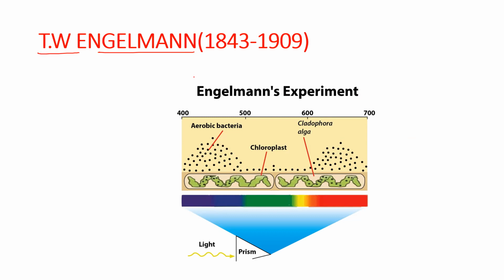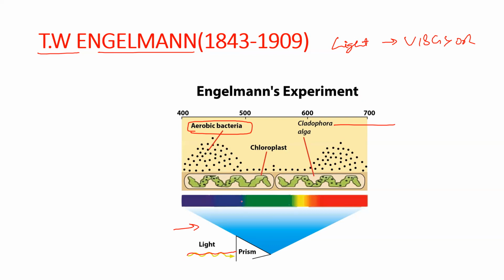Next is the experiment done by T.W. Engelmann. He accepted that plants require light for photosynthesis, but which light? Because light is the mixture of Vibgyor. So he did an experiment. He took Cladophora algae and kept this algae in an aerobic bacteria suspension. Then he put a prism and illuminated it with light.